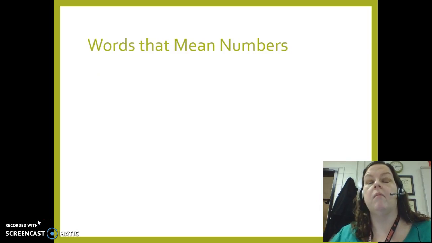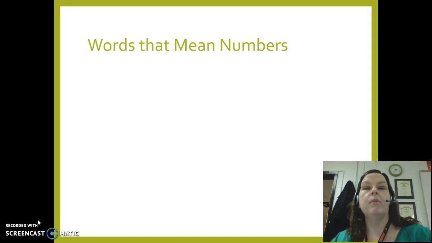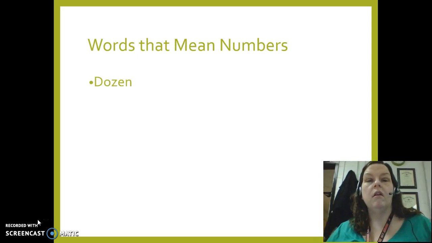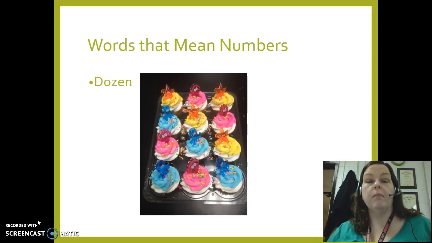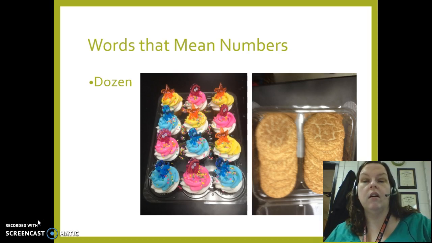So words that mean numbers, that's what we're talking about today. We're talking about words that mean numbers for a very good reason, because words that mean numbers are really important to us. For example, we can have a dozen cupcakes as we see here in the slide. We can have a dozen cookies as we see here. You can see that there are a dozen cookies there.